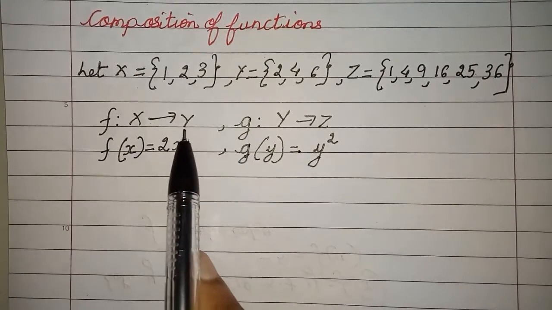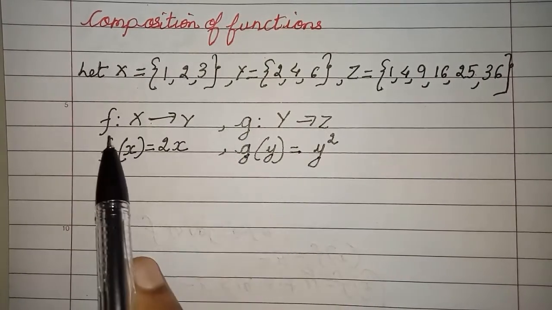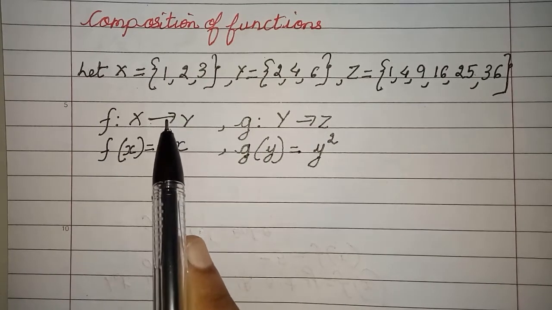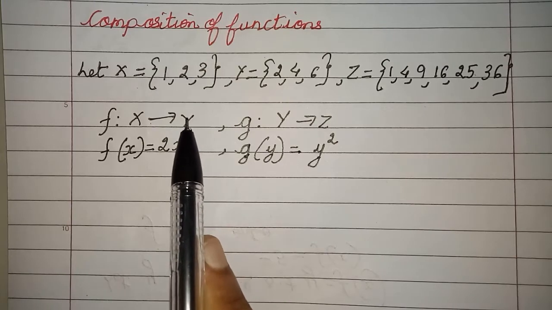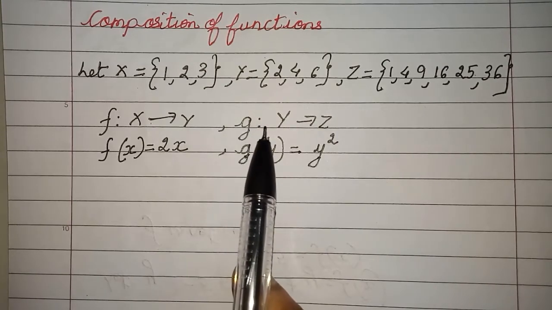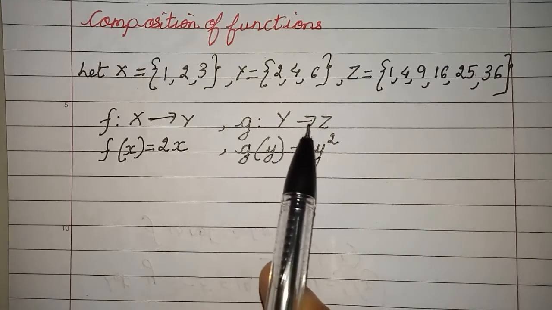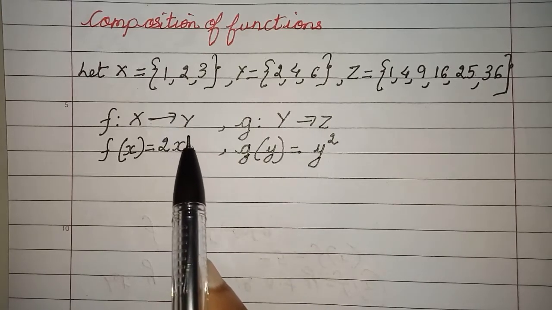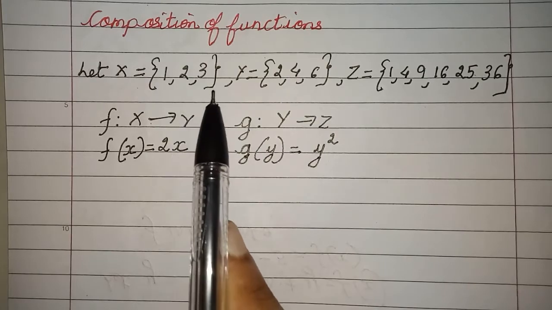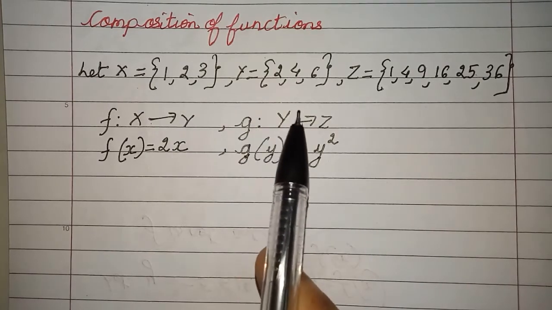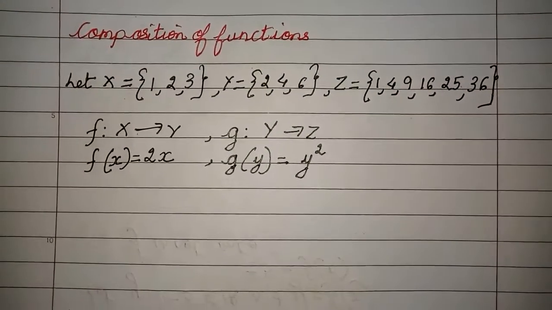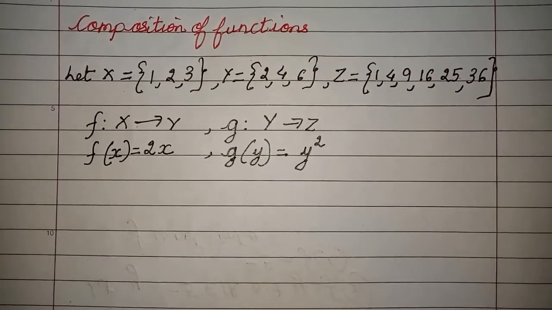If you carefully observe this function, children, you can see that in the first function, the codomain is y, and in the second function, the codomain is something different, but the domain is y. You can see here the first function's codomain is the same as the second function's domain. Let us see whether it has any role in the definition of composition of functions.